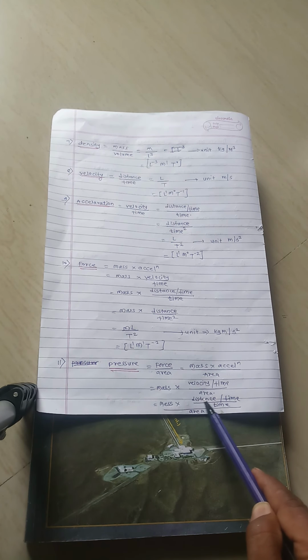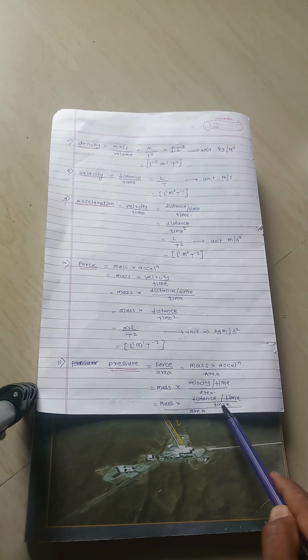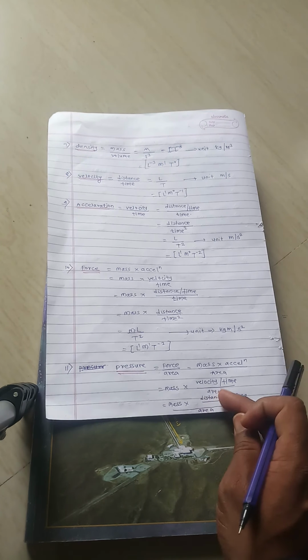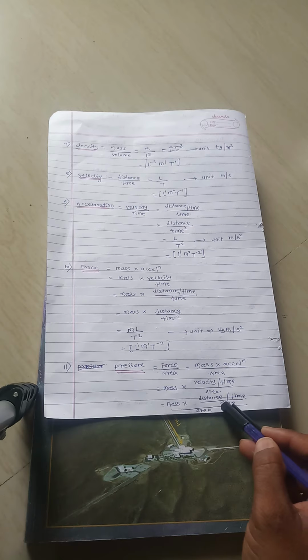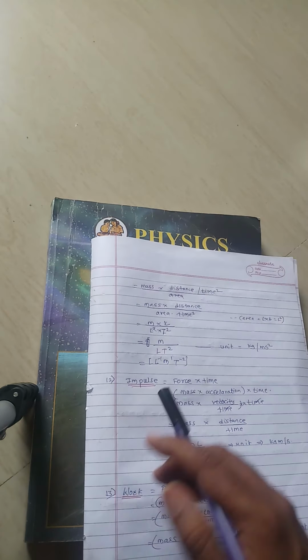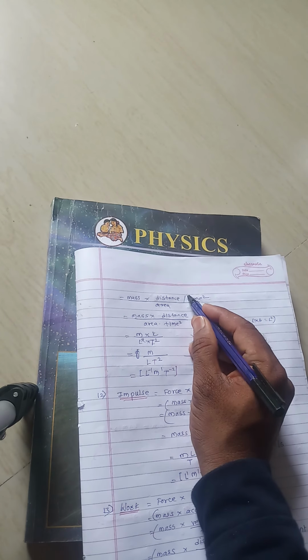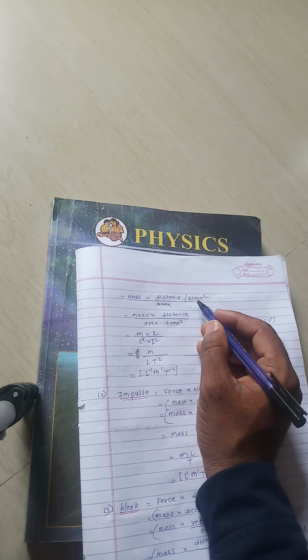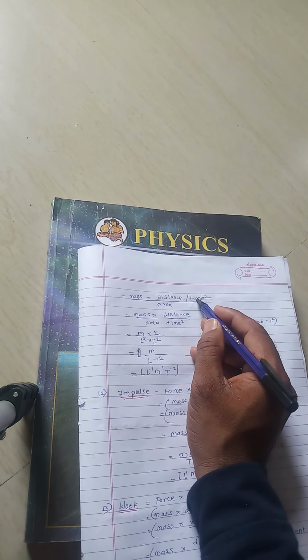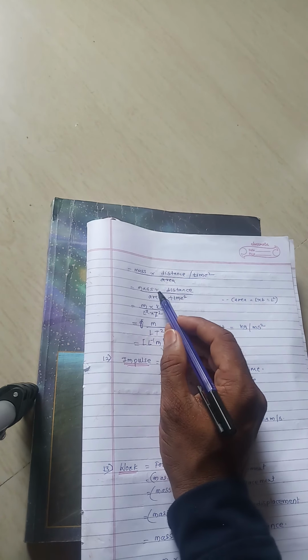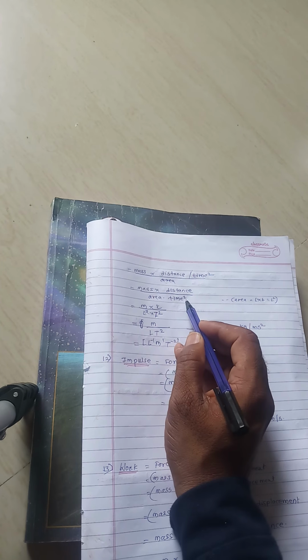So mass is as it is, but also velocity. The formula of velocity is distance upon time, so time into time square. So here we get mass into distance upon area into time square. Mass into distance upon time square, this quantity divided by the quantity. So time square and area multiply each other, so here we write mass into distance upon area into time square.